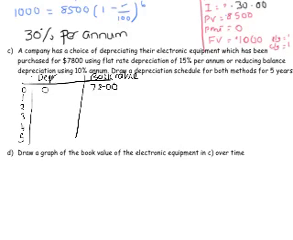Then after the first year it's going to have reduced by 15% of 7,800. So I'm just going to work out 0.15 times 7,800, which is 1,170. So the book value is going to be 7,800 minus 1,170, which is 6,630.